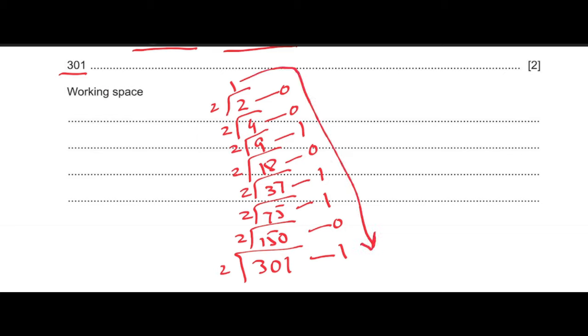So now let's write the bits. We start from the remainders and write the binary number. Let me confirm, we're done here. This is it. This is the binary number.